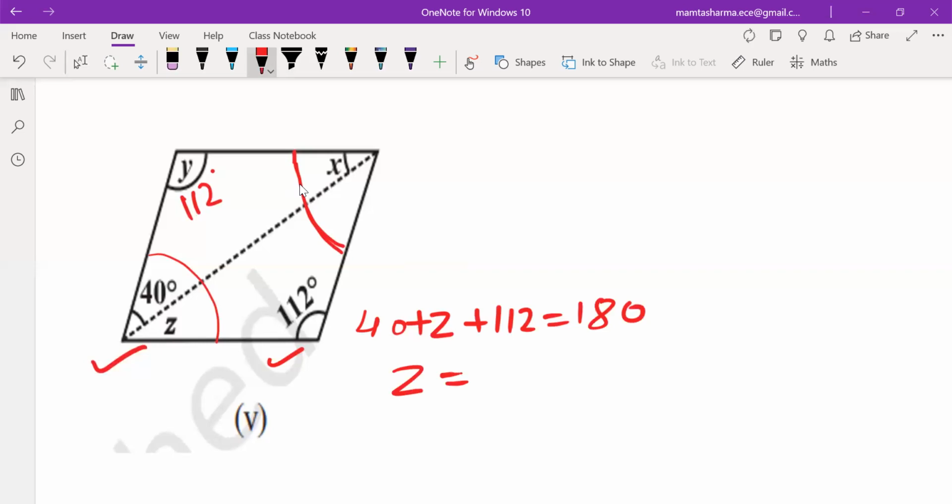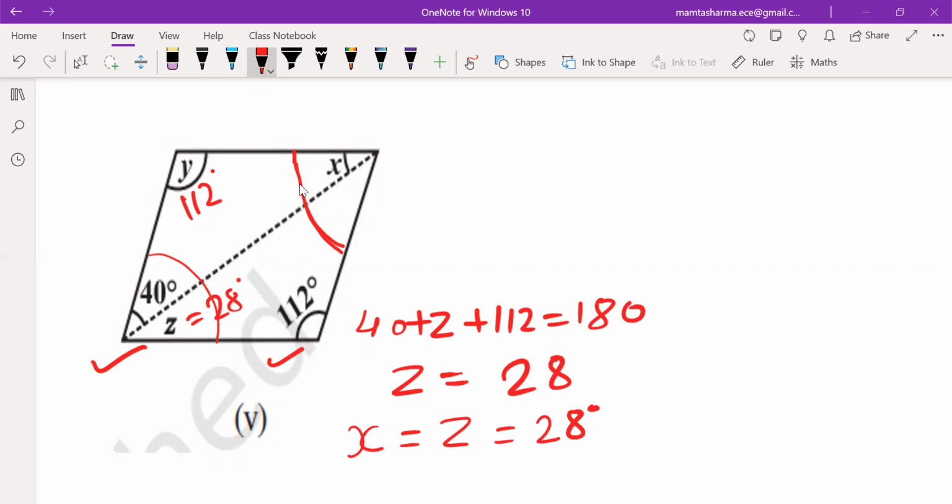Wait, first find out the Z. 112 plus 40 is 152. 180 minus 152, 28. Z is 28. Ma'am, so X is also 28 because they are opposite, alternate angles. Because of the alternate angle property, X will be equal to Z, 28 degrees.